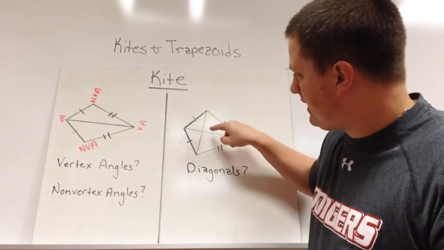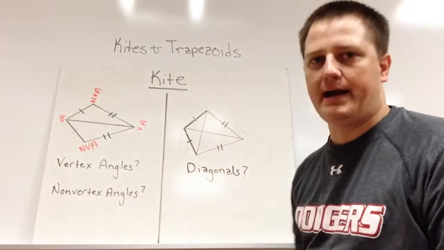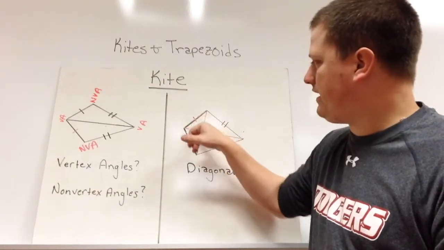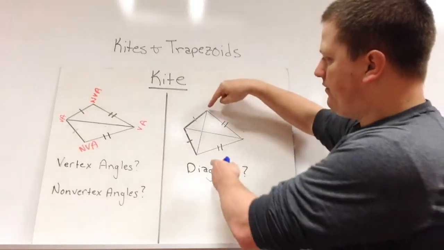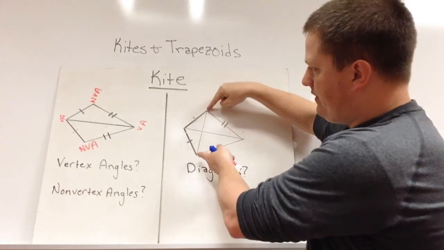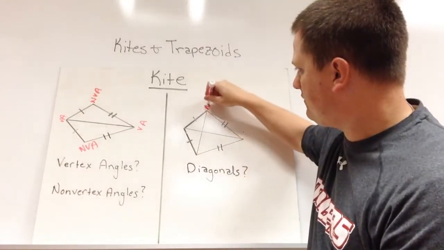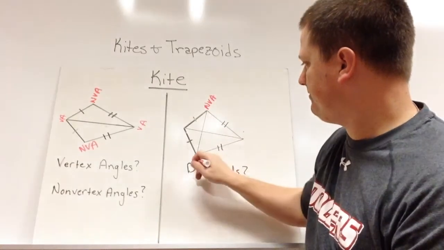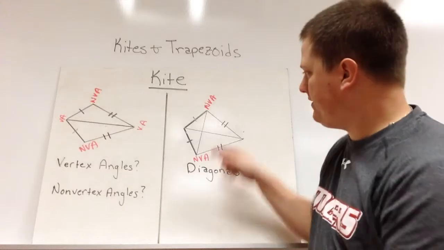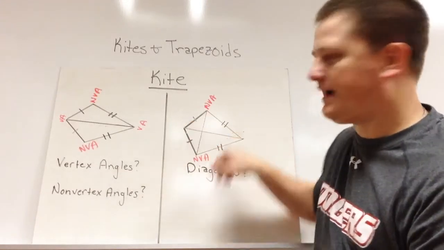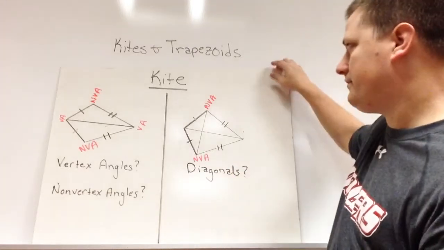Do you notice anything about the angle created from the two diagonals? So how they cross. And can you tell anything about the diagonal that is between the non-vertex angles? So these are non-vertex angles. What happens to this diagonal when this diagonal is drawn through it? Alright, let's go on to trapezoids.